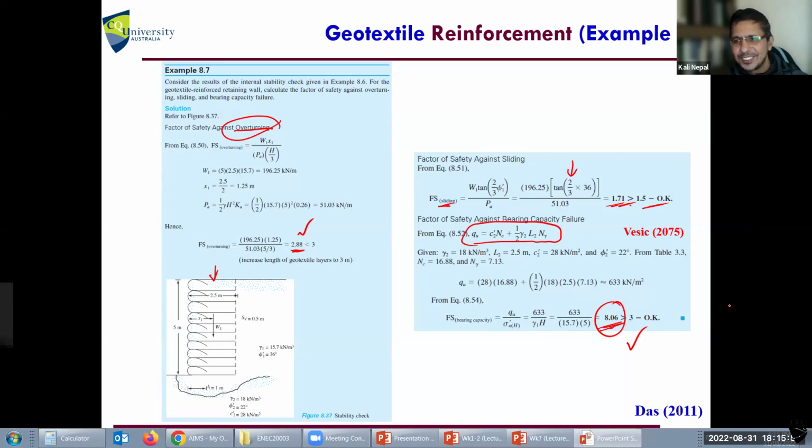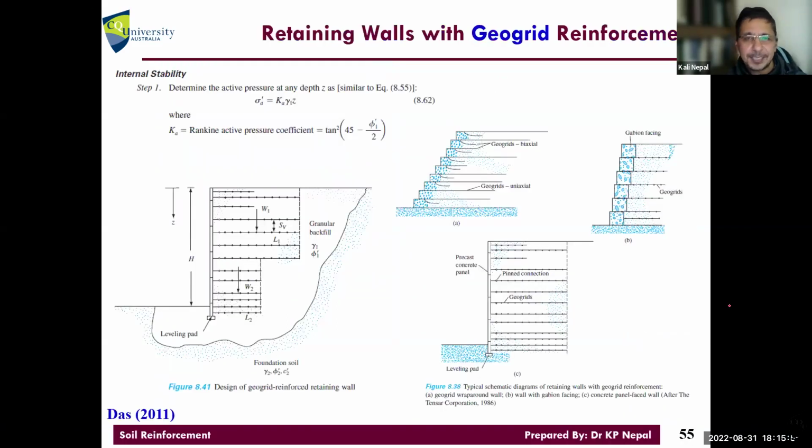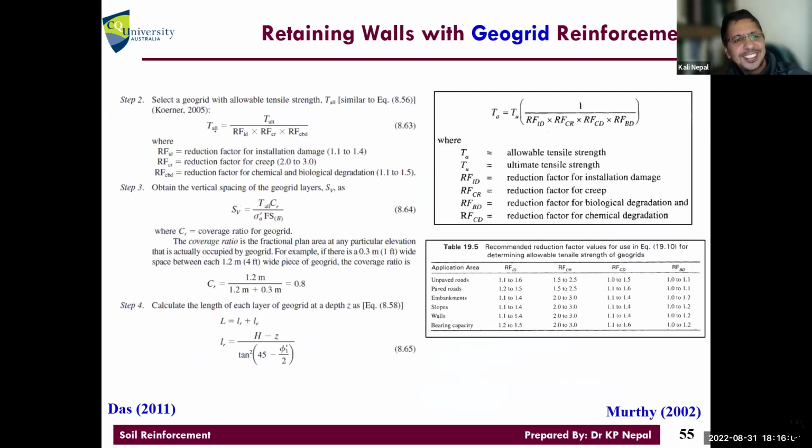So now let's go quickly through the lectures, right? GeoGrid again, same process. Did you see that? GeoGrid, the third type of reinforcement we use, right? Yeah. So step 1, you calculate earth pressure. We know how to calculate that. Step 2, you calculate allowable. Again, the same similar formula. You can use that depending upon what values are given.